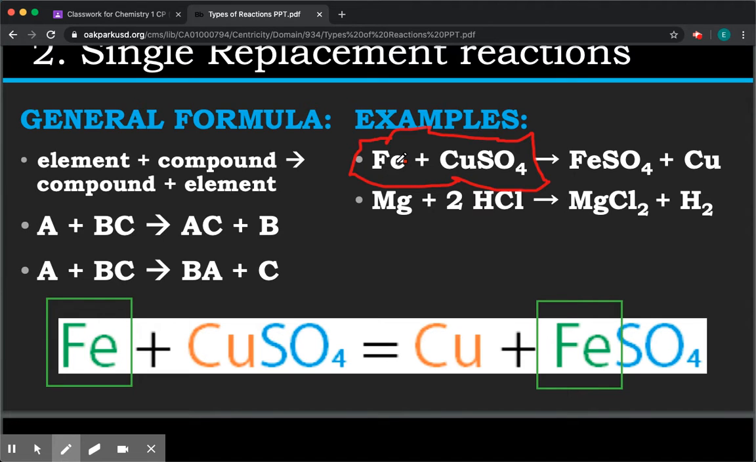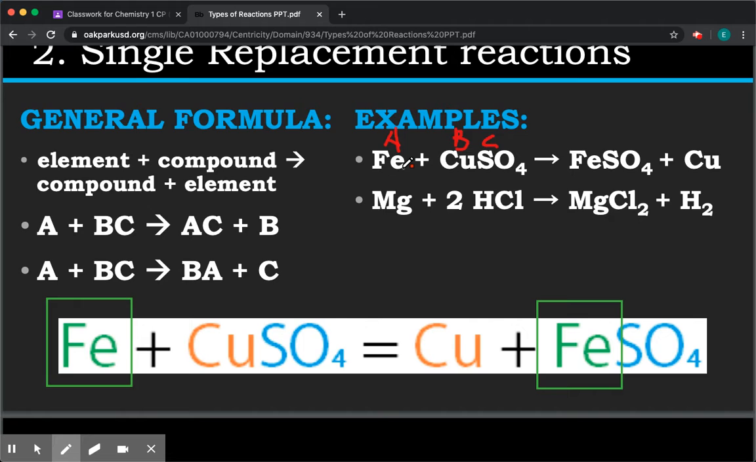So here, let's call iron A. Okay, in this one, let's call iron A. Copper is B. And then the SO4 is C. Okay.